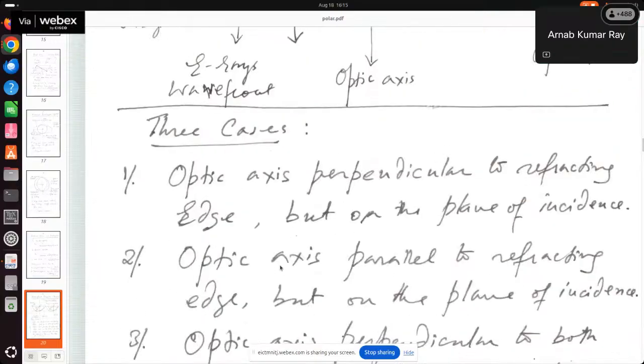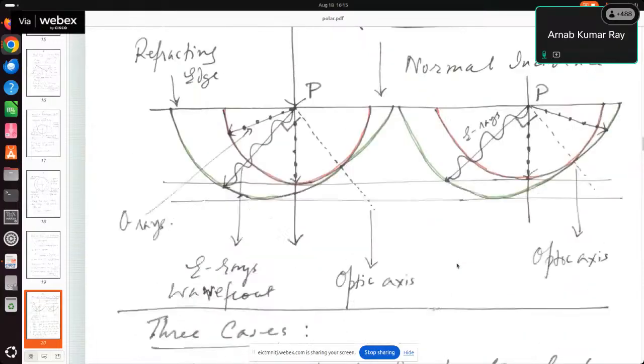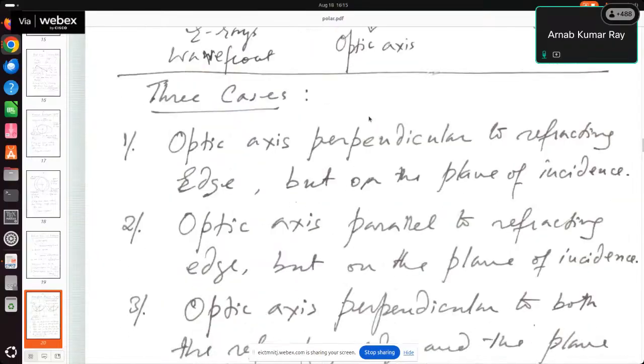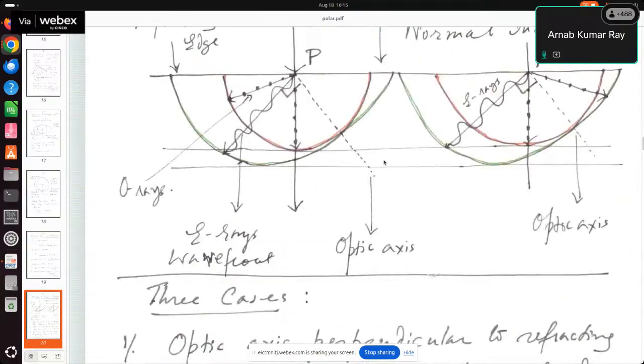Second is optic axis parallel to the refracting edge, meaning this is the refracting edge. In the previous case, it was perpendicular. Here it is parallel to the refracting edge, but on the plane of incidence, meaning that you take it up and coincide it with this thing. But in both cases, this dotted inclined line will continue to be on this plane of incidence.